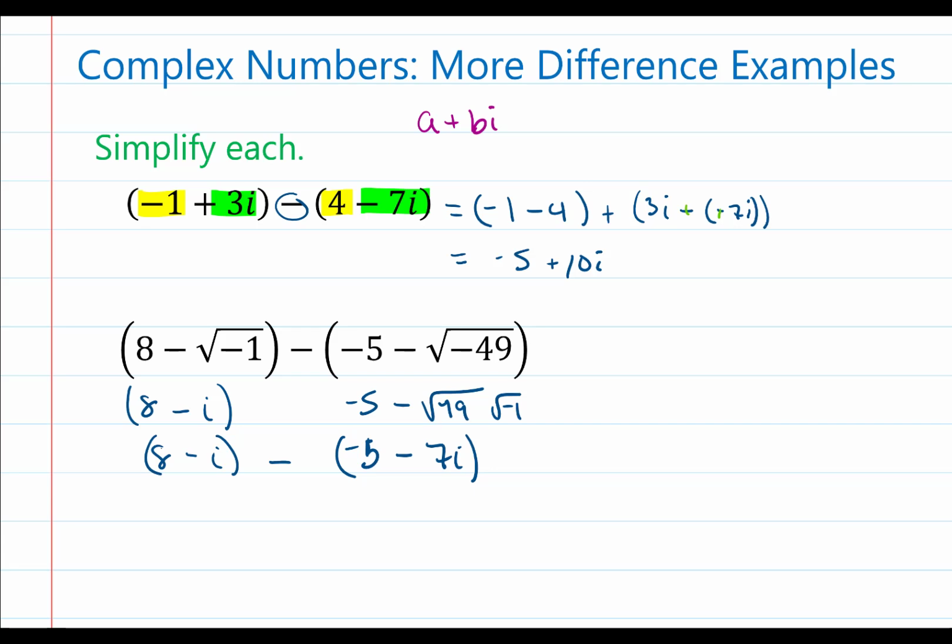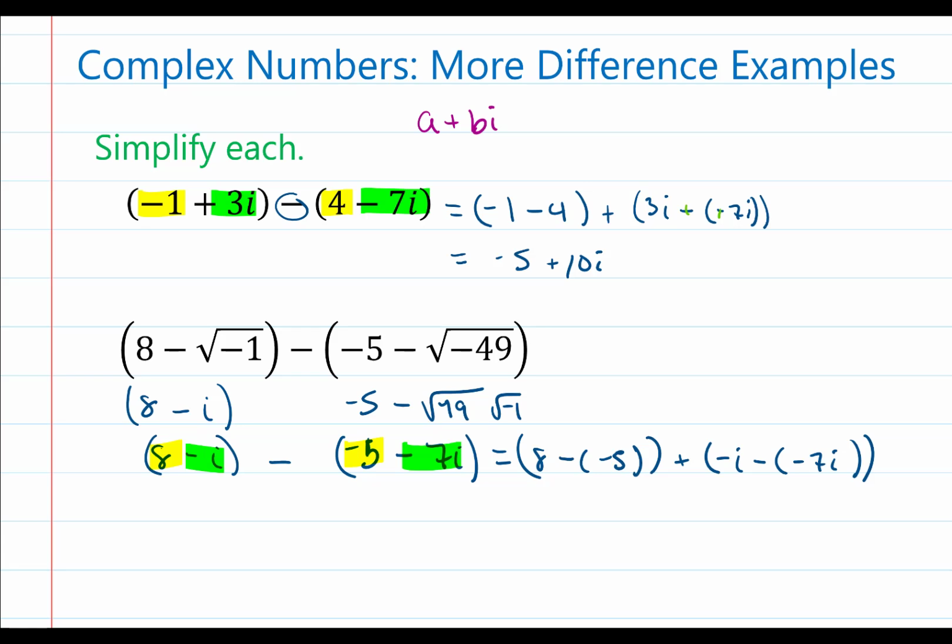So now let's go ahead and complete the process to find the difference. We are going to identify the real parts, which are 8 and -5. So this will be rewritten as 8 minus -5 for my real parts. Now let's go ahead and subtract the imaginary parts, which are -i and -7i. Now there's a lot of negatives going on here, so please be careful of your signs. But we have -i minus a -7i.